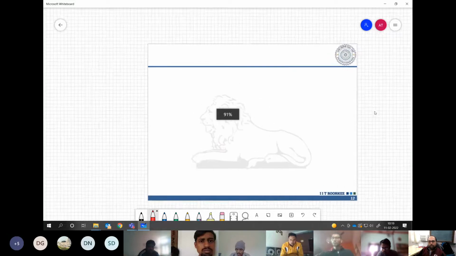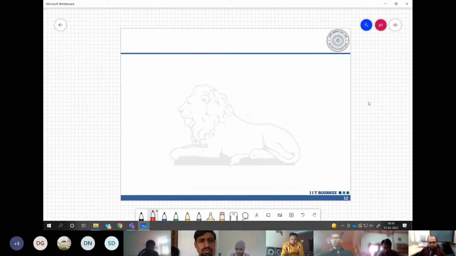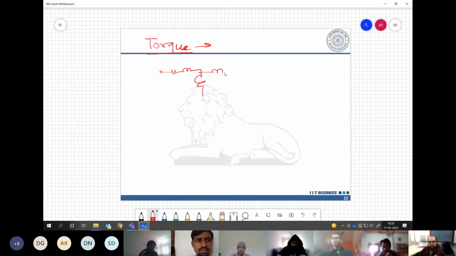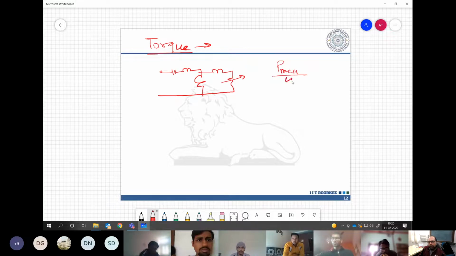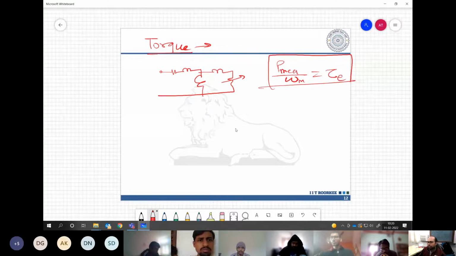Okay. So what is the general understanding about torque? What is torque? See, one way we have derived from the equivalent circuit, what we have done, we have computed the output power and then we have generated P mechanical divided by omega mechanical, and this we have said as the torque. Correct? This is what we have done, right?